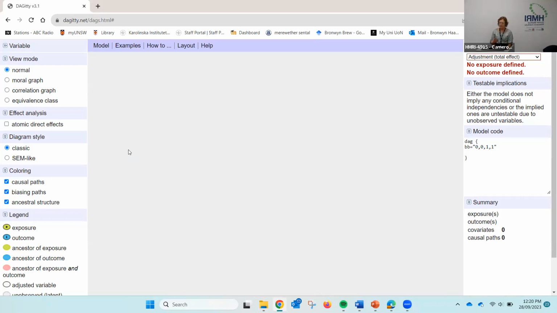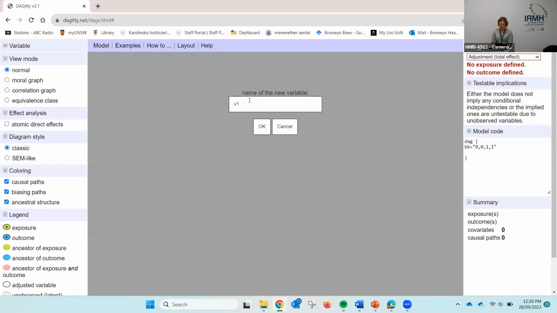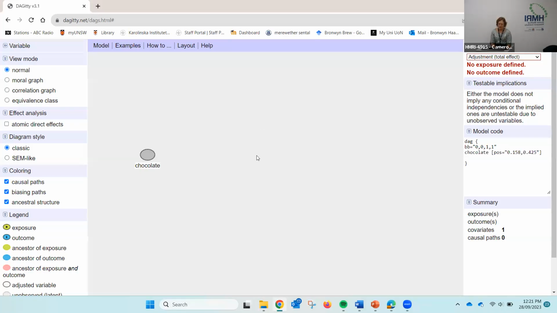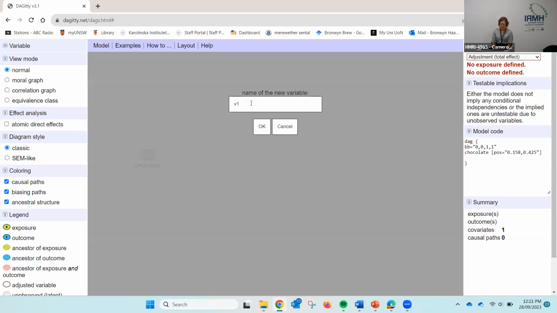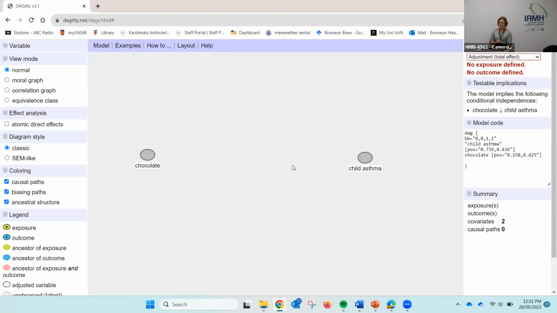Yeah. So I'm gonna draw it on here so that if you guys want to use it, and I do encourage you to use it. So I'm going to, and I want you to draw yours similarly. So this is what it's gonna look like. I'm gonna put chocolate here. And then I'm gonna put, so this is my exposure, now I'm putting child asthma over here as my outcome.